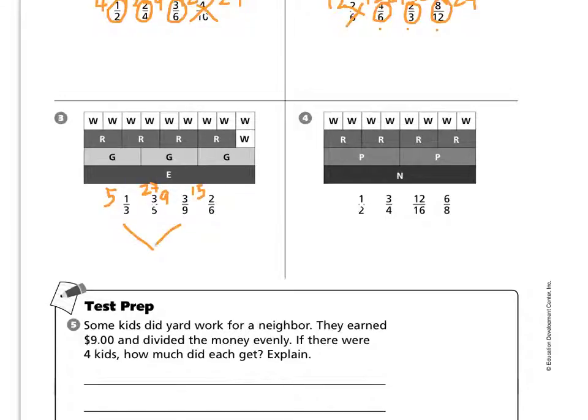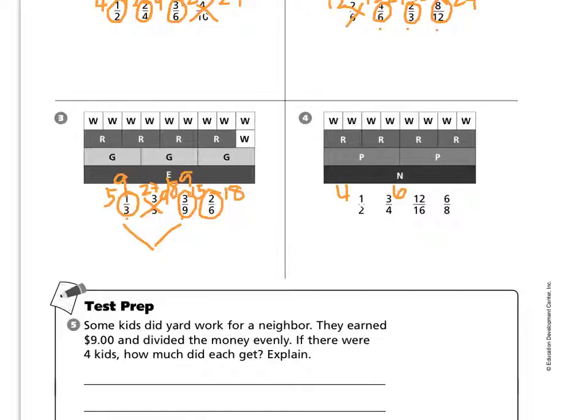Let's try 1/3 and 3/9. 3 times 3 would be 9, and 9 times 1 would be 9. So these two are equivalent to each other. And let's check 2/6. 9 times 2 is 18, and 6 times 3 is 18. So that also is equivalent. 3/5 does not work. Do the same thing for number 4. 2 times 3 is 6. 4 times 1 is 4.